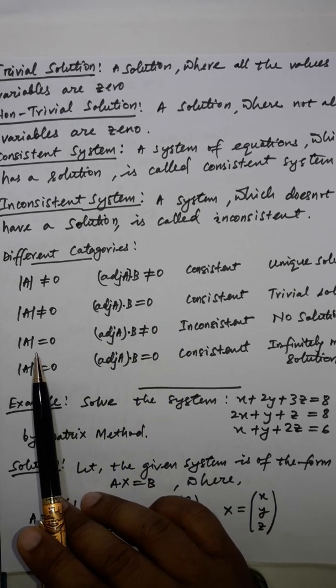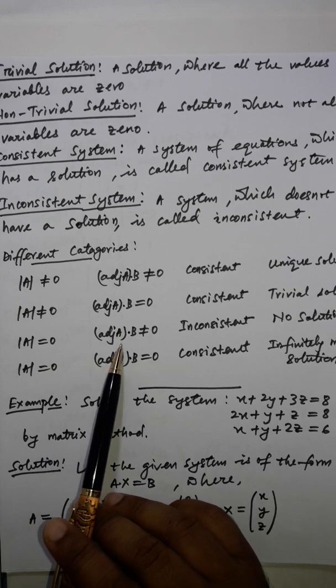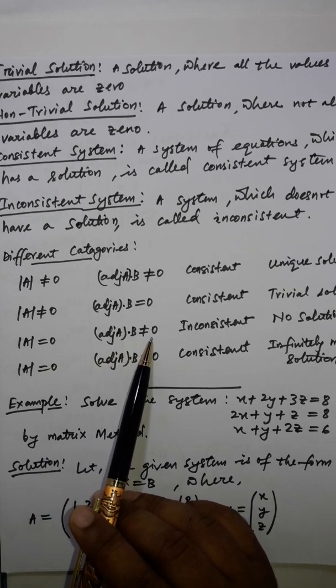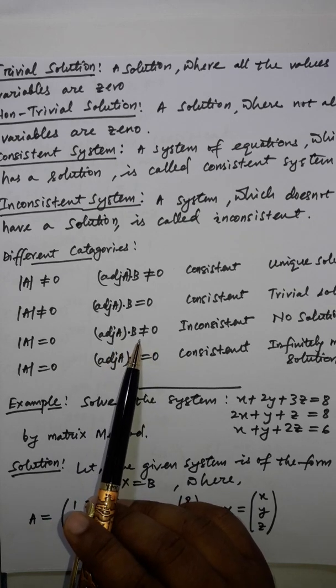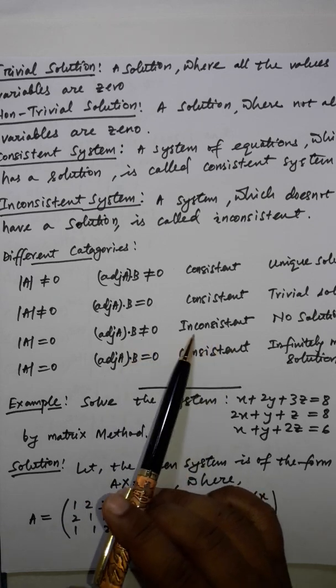And what is that case? If the determinant of A is 0 but the product of the adjoint of A with B is not a 0 matrix, in this case only you will get an inconsistent system.